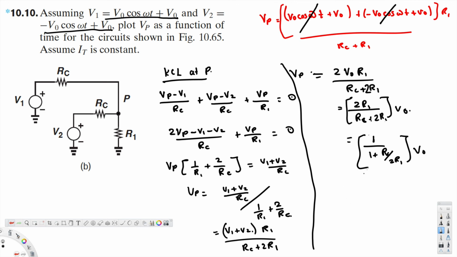Now if you draw the graph, if VP is equal to this, it means VP is constant. So the graph will look like this. This is our time axis drawn with respect to VP, and the graph will be constant, and the constant level is where VP is equal to 1 over 1 plus RC over 2R1, times V0. And that's how we do this kind of problem.